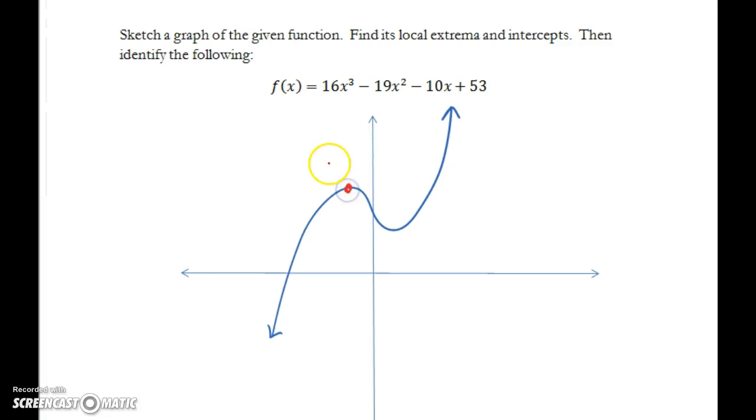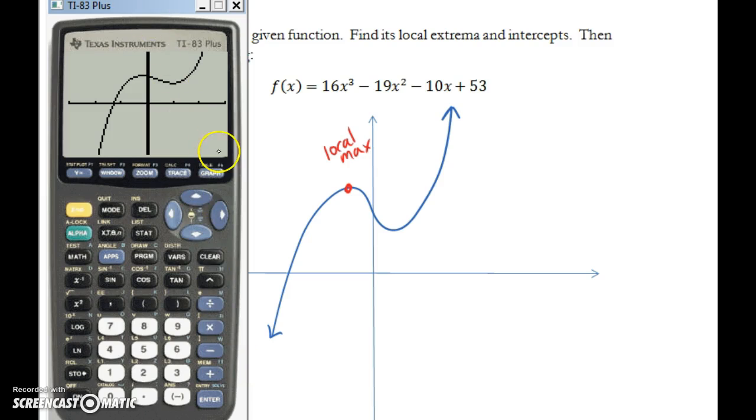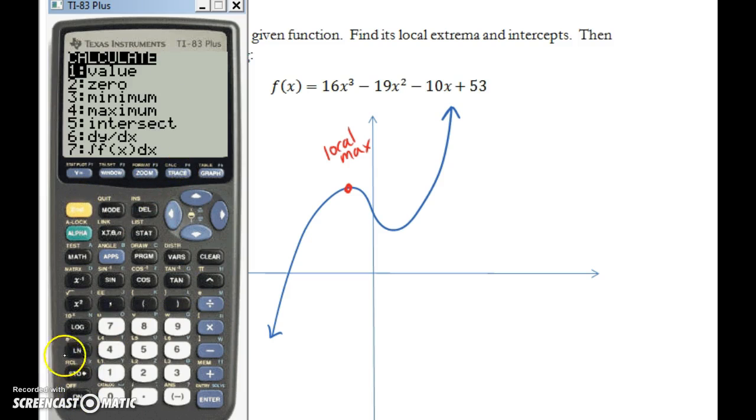All right, so local maxes occur at any peaks on our graph. So right here is where we have a local max. And we can find that value exactly on our graphing calculator. Here's how we do it. We're going to go to the calculate menu, which is above the trace key. So we press second, calc, and go to the option that says maximum.